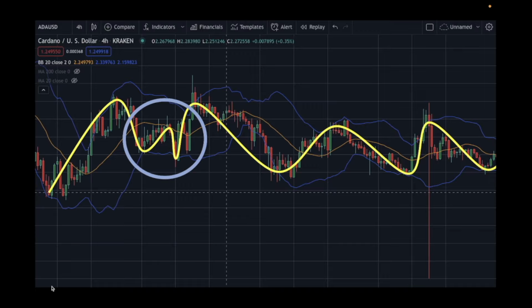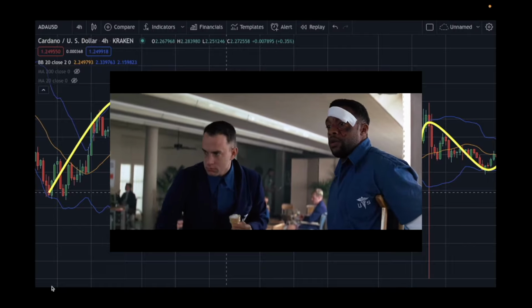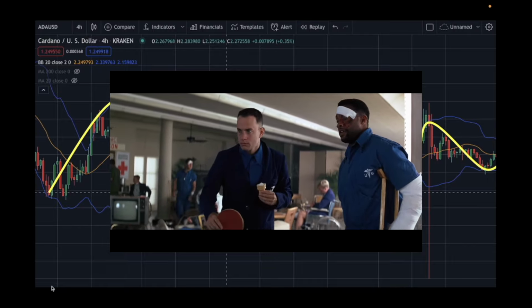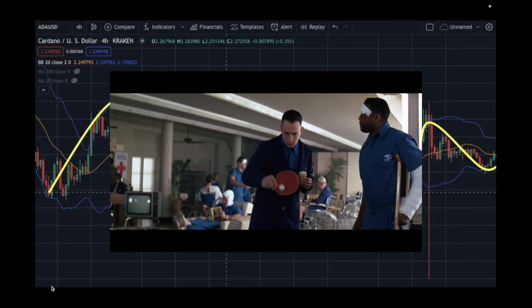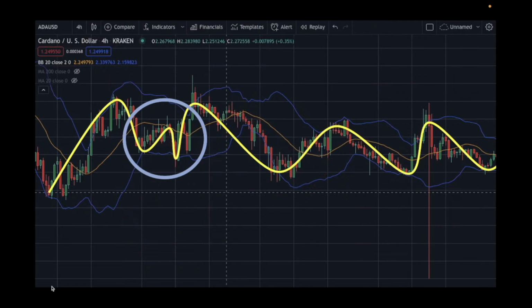In this way, you can think of the Bollinger Bands as a game of table tennis between the bulls and the bears, with the 20 MA acting like the net. A lot of the time, the price, which is the ball in our tennis game metaphor, will make it across the net, but every once in a while, the ball will hit and bounce back towards the player that served it.